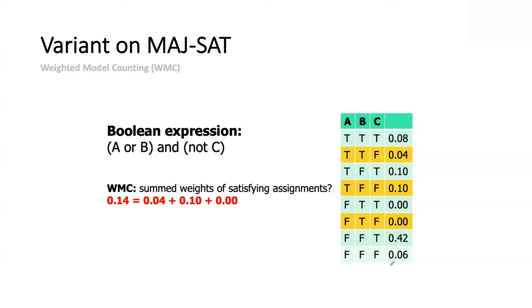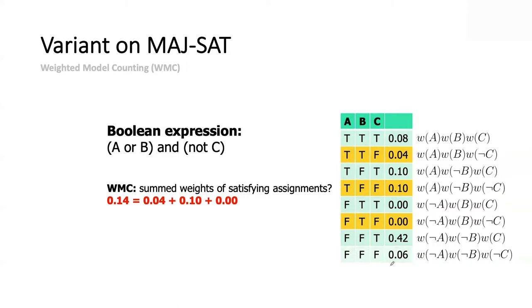You give me a weight for every literal. So for A being true, you give me a weight. And for A being false, you give me a weight. And similarly for the other variables. So that's a linear number of weights. And then we compute the weight of a variable instantiation in this fashion. So let's look at the second guy. The second guy, A is true, B is true, and C is false. So I multiply the weight for the positive literal A with the weight for the positive literal B and the weight for the negative literal C, because that's false. And that ends up being the weight for this guy.